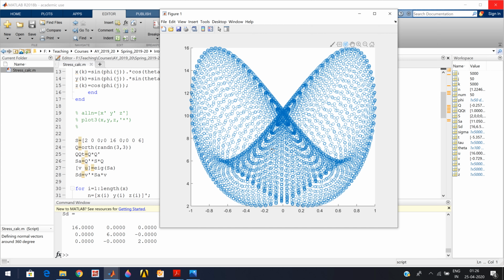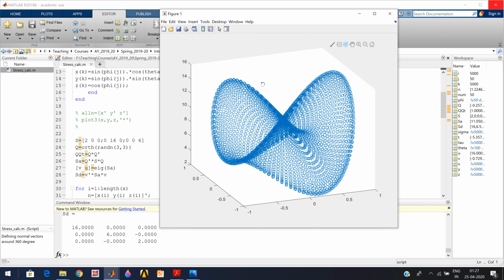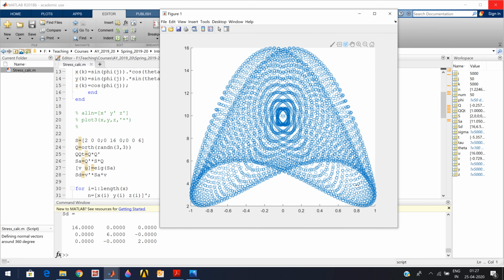Remember, I had started with 2, 6, and 16 as the eigenvalues, or the principal values, principal stresses. So definitely we'll see that these are actually representing some extremum values. So we proved that the principal stresses are the extremum stresses, and we can show it using this example. Here also you can see 16, then 6, there is a curve like a gradient change, and at 2 also there is some gradient change.